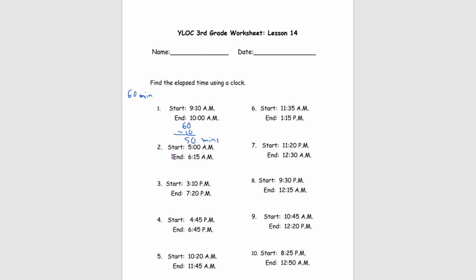For number 2, we have the same thing, where it starts at 5 a.m. and ends at 6:15 a.m. And since it stays a.m., we know that it does not pass 12, meaning that we can simply find the amount of time in between 5 and 6:15. A way of thinking about this is that from 5 to 6, we know that is 60 minutes, so we can put a 60 already right here.